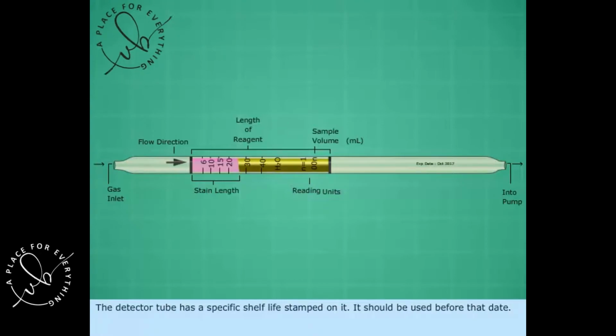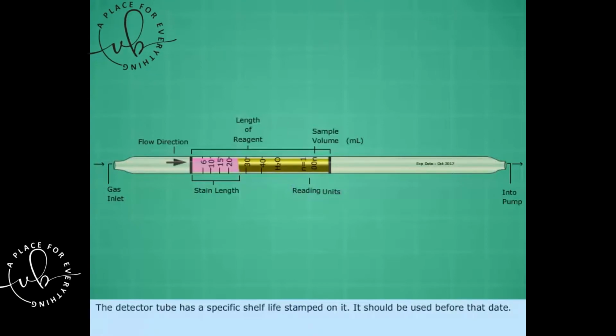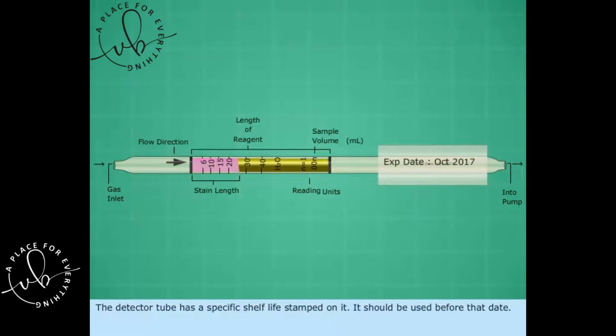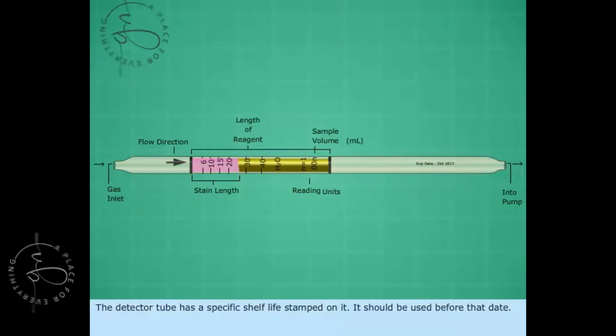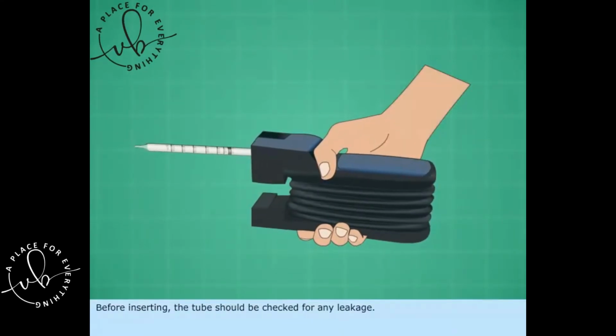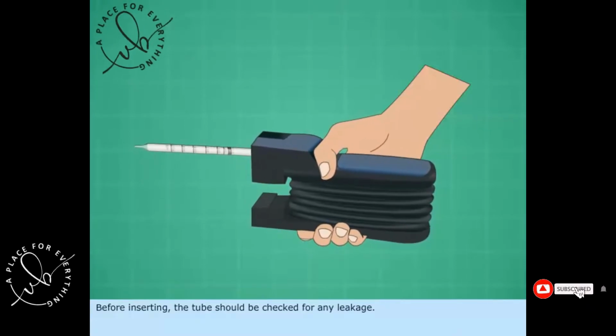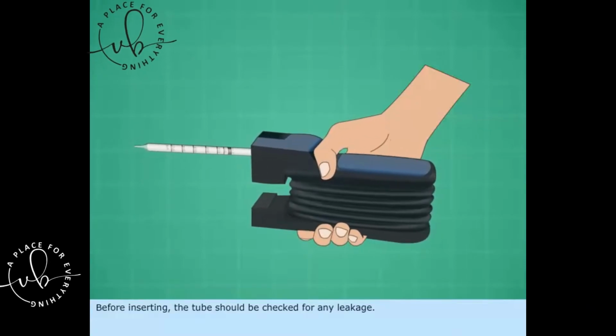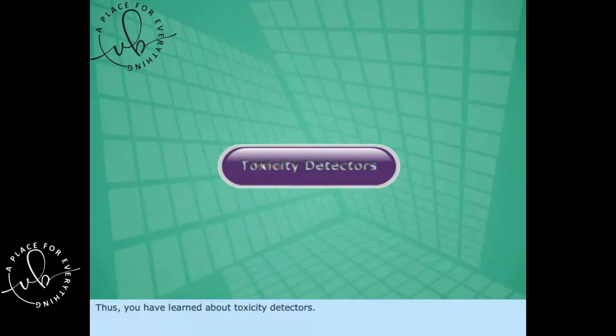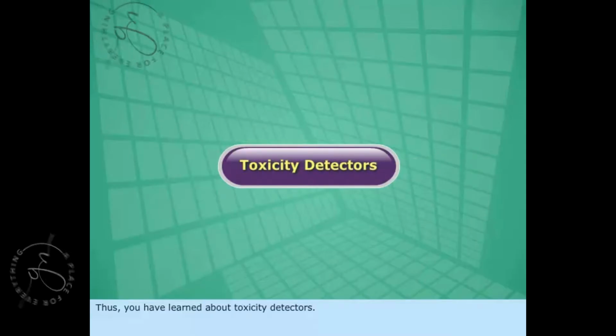The detector tube has a specific shelf life stamped on it. It should be used before that date. Before inserting, the tube should be checked for any leakage. Thus, you have learned about toxicity detectors.